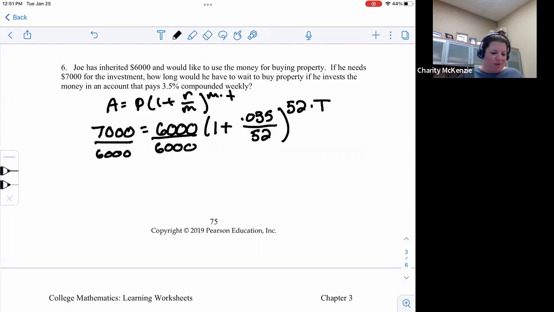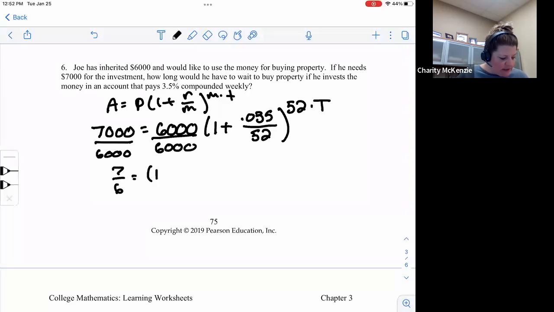We can use the decimal, but it repeats forever. It's like 1.16666. So let's just leave that as 7/6. And that equals the 1. Oh, wait, let's calculate that out. What is 1 plus 0.035 divided by 52?